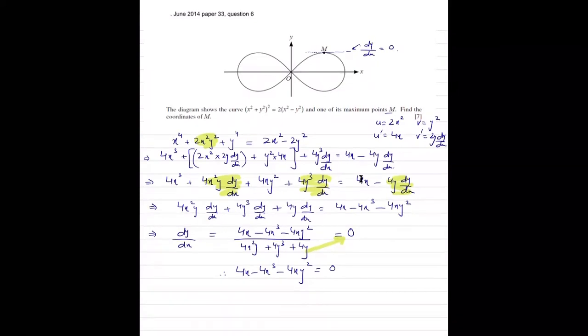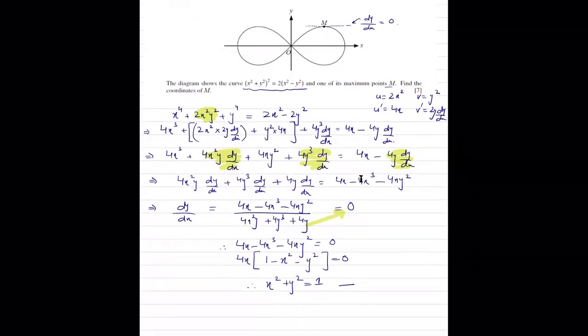Let's see. If I take 4x common, so 1 minus x square minus y square equals 0. So I can say x square plus y square comes out to be 1. Okay, now I have this equation and I have the equation of the curve as well. To find the values of x and y, I can just solve them simultaneously by substituting.